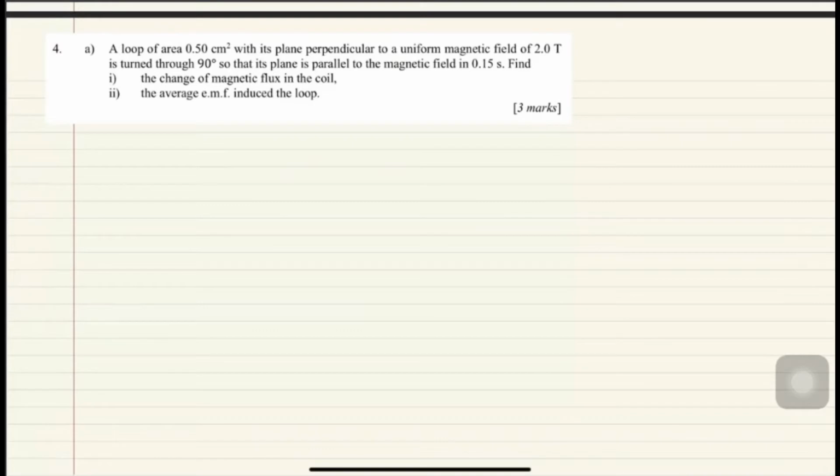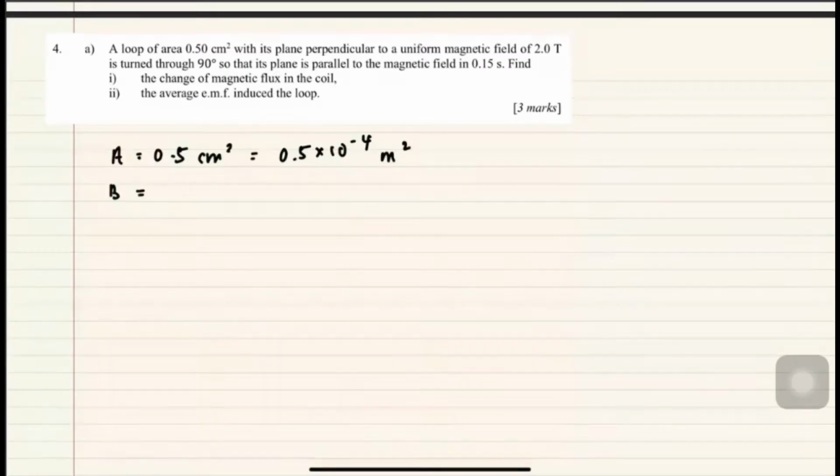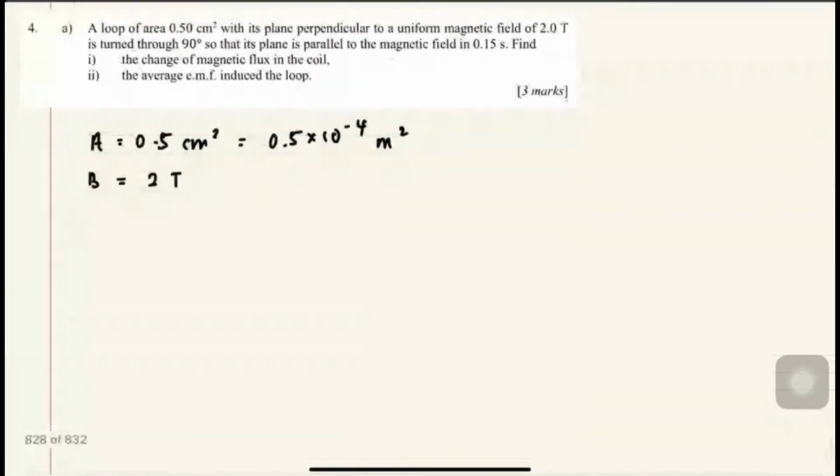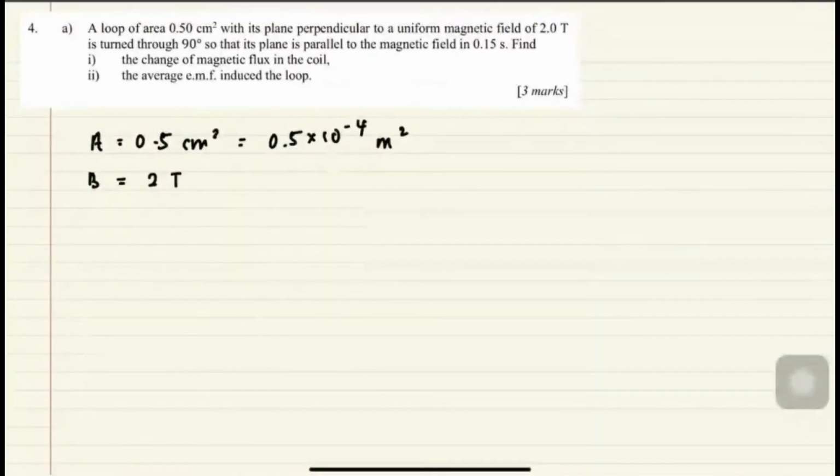Okay, so given that A is equals to 0.5, so this one is equal to 0.5 times 10 negative 4 meters square. And then the magnetic field is uniform, and I think it's constant as well. So that one is 2 Tesla. So the coil, is it a coil? Loop. Okay, so loop. So that loop is turned from initially perpendicular.